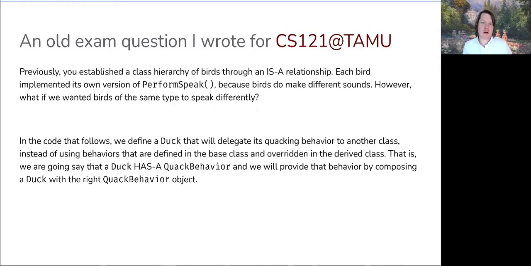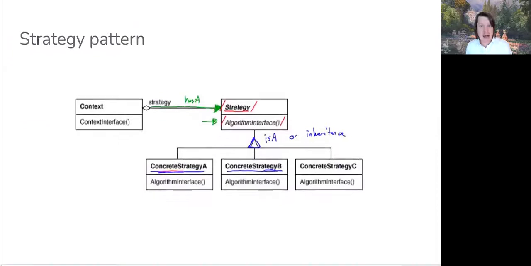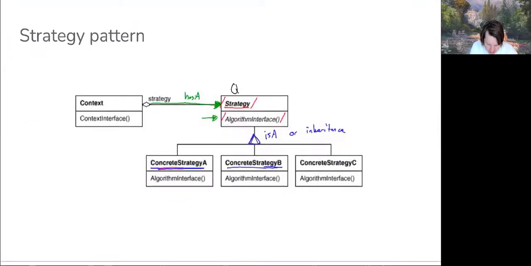So maybe we have one who's a quiet, more chill duck, and it does a quiet quack. Maybe we have a more awake duck who's rowdy and just quacking away loudly. But anyhow, they're all a duck. So how can we make them speak differently? Well, what we're going to do is say that a duck has a quack behavior, and we will provide that behavior by composing a duck with the quack behavior that we would like it to have. So going back to our strategy pattern, the strategy is going to be a quack behavior.